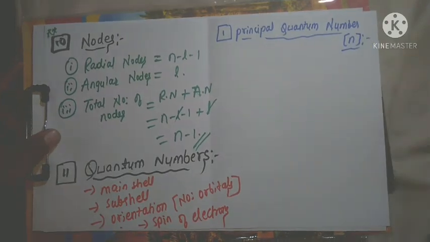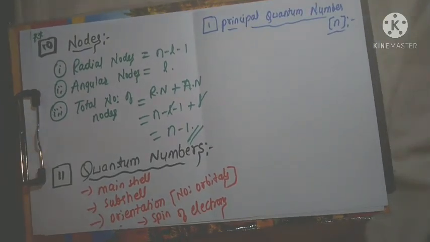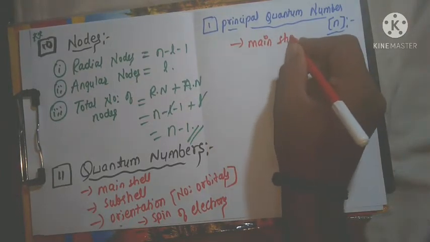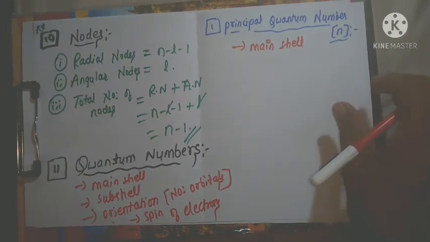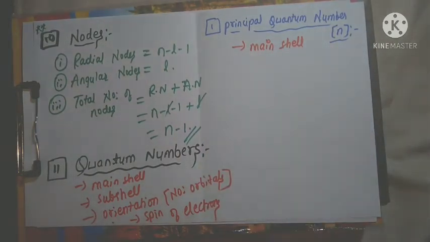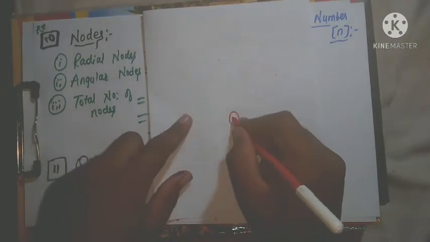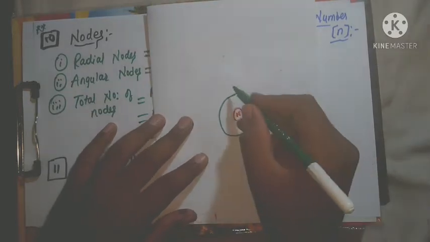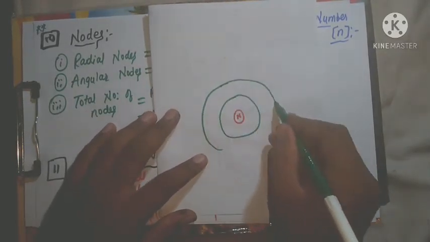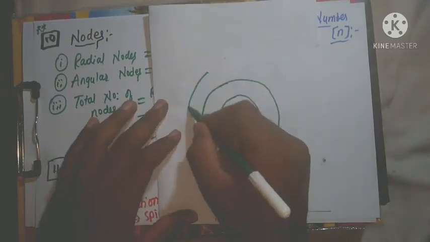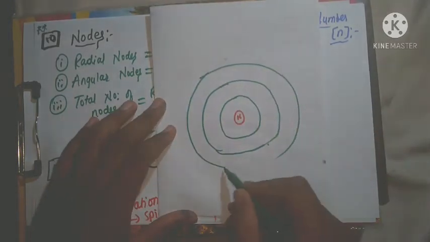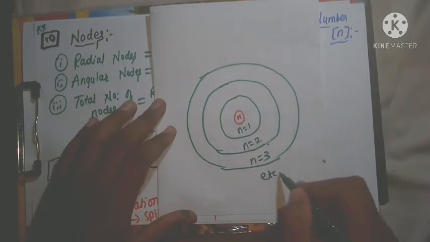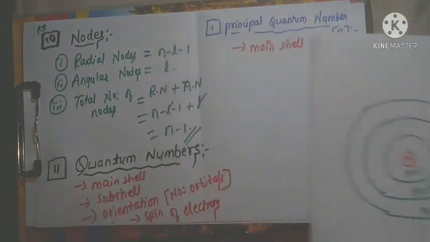What is the use of the principal quantum number? The principal quantum number always helps to identify the main shell in which the electron belongs, in the orbit. First shell, second shell. Here I will draw the diagram also for more clarity. If this is the nucleus, first shell, second main shell, third main shell. Here n is equal to 1, n is equal to 2, n is equal to 3, n is equal to 4, 5, 6, etc.